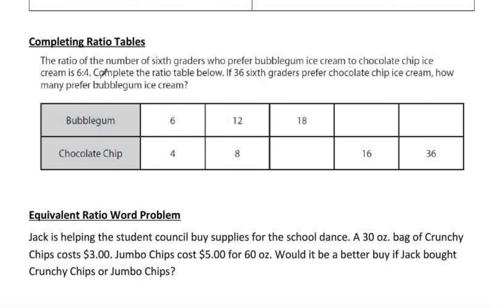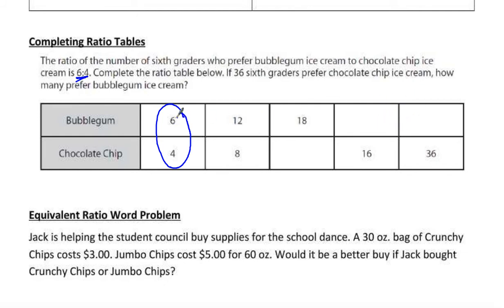If 36 6th graders prefer chocolate chip ice cream, how many prefer bubblegum ice cream? So if you look in the problem, it's talking about 6 to 4. Here's our 6 to 4 that we're starting out with. And we're going to follow the ratio table across to try to figure out what is the rule that we need to use in order to fill in all the blanks.